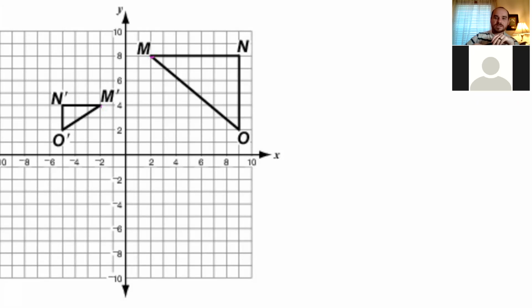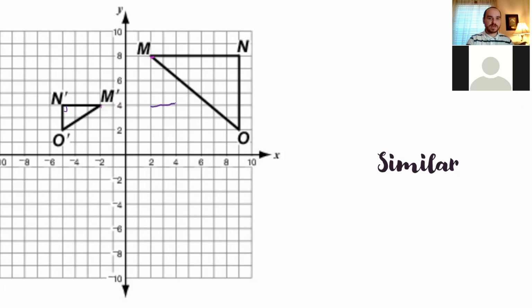All right. So 64% of you got this one right. These are similar. Now, interestingly, these are the same shape, right? They're both right triangles. They have the same angles. This has actually been reflected across the y-axis and dilated by a factor of 3. So this one both got flipped.